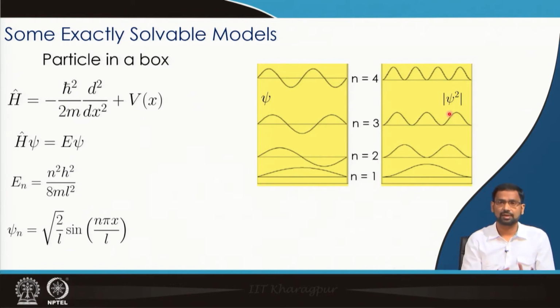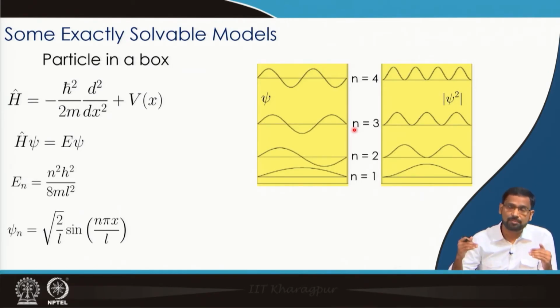This result is very easily obtained by solving the differential equation within the box. Outside the box, the potential V is infinitely large, so the particle can never go out. So outside the box, the wave function is always 0. That makes sense because the particle never escapes the box. So the probability outside is 0. If psi star psi is 0, the wave function is 0. So it makes sense. But that is true only when we have an infinitely high wall.